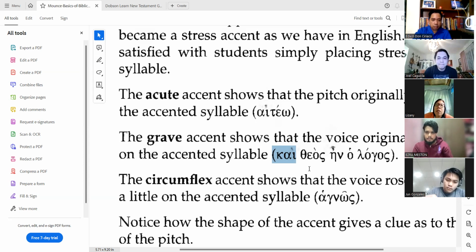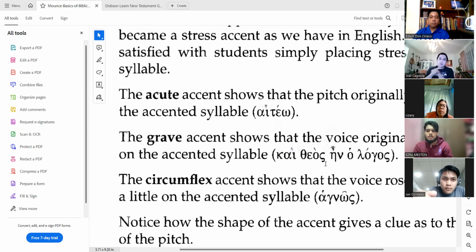And then again, this is a grave accent, theos, no? It goes down, theos. And then this is an N, which is another smooth breathing. So we do not pronounce it as hen. It is an N. Now this is a rough breathing. This is a ho. In English, it is the. But perhaps you remember we read this the last time. And then this is an acute accent, logos.